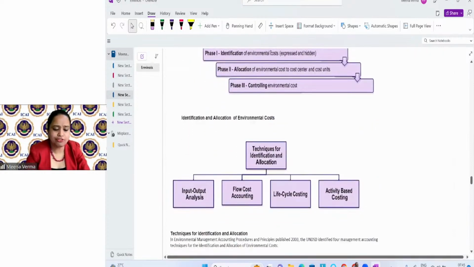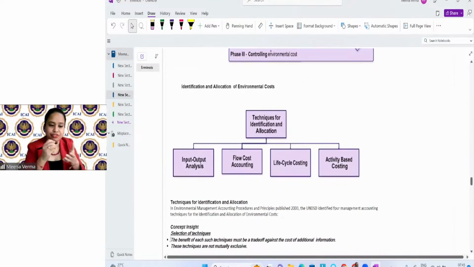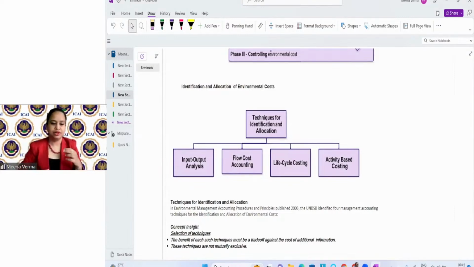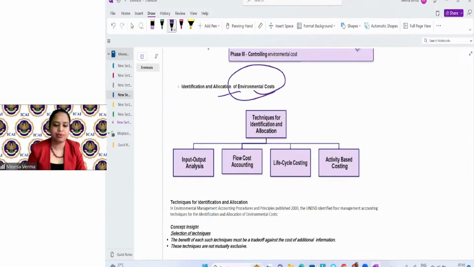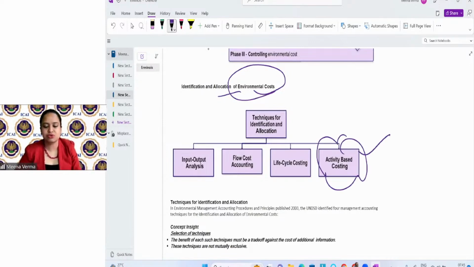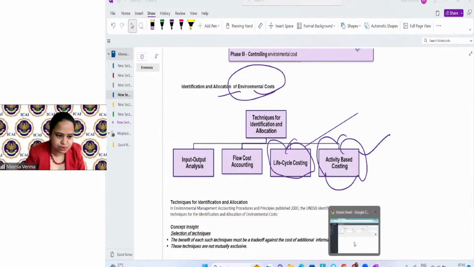Okay, so now after identifying these different types of costs, how will we account for them? How will we record these costs in the company? If you see here, for the identification and allocation of environmental cost in the cost of the company, they have different methods, like activity-based costing, which is the most popular method we use, or life cycle costing. That is how we find the environmental cost in a company. Now, this is the answer to the question a student asked me.